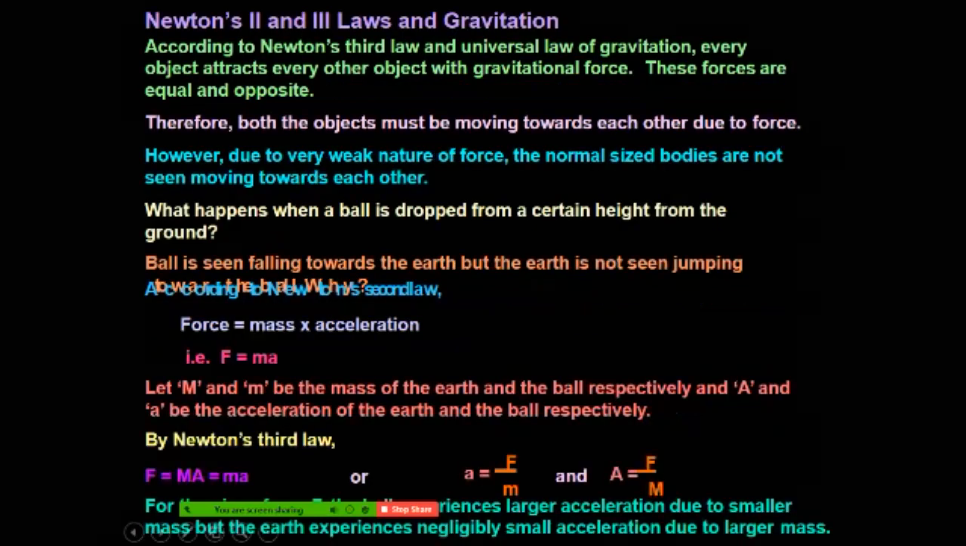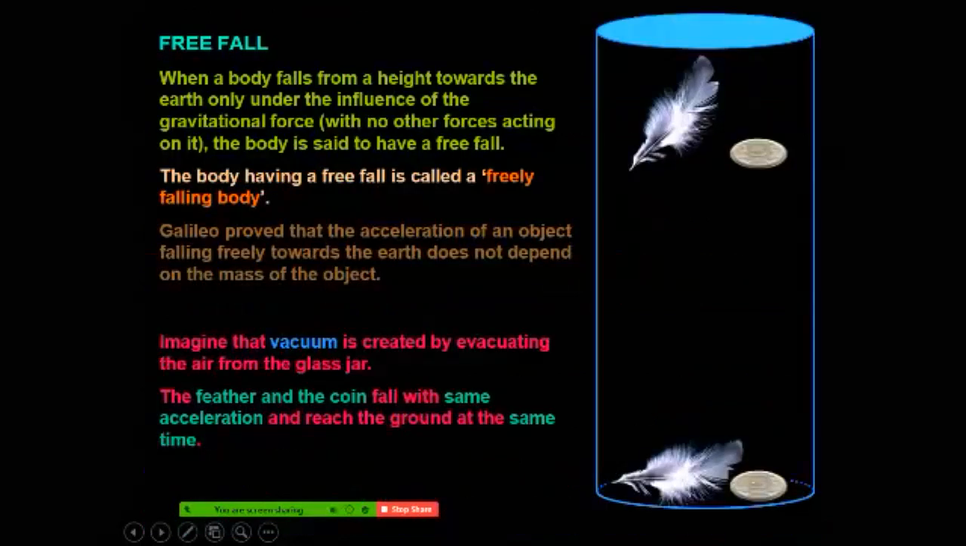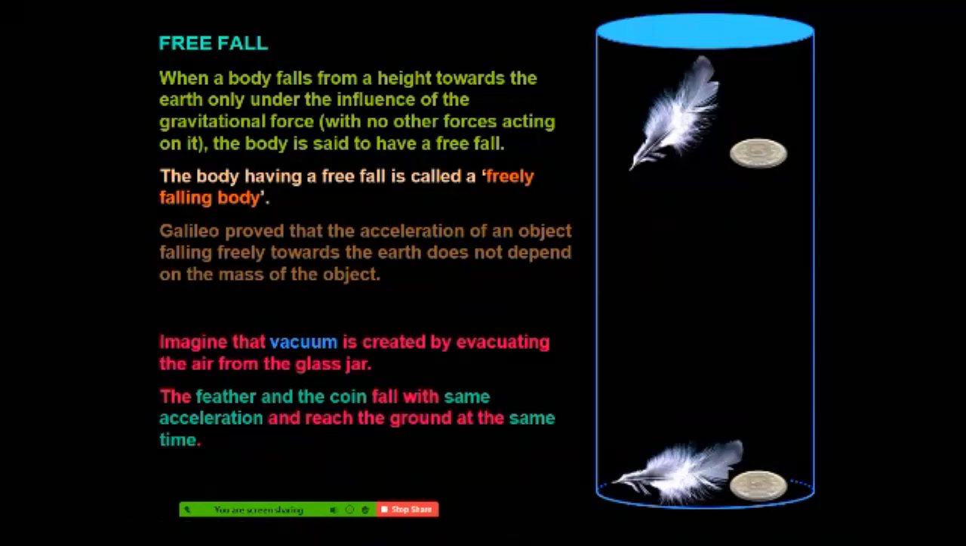After that you see, if we are finding the acceleration, the force is equal to mass into acceleration, so F is equal to ma. If you are finding A, that is F upon m. Free fall, you know the experiments: the body falls from the height towards the earth only under the influence of the gravitational force, and the body having a free fall is called a freely falling body.